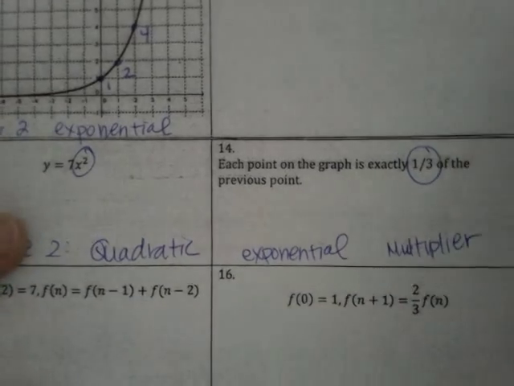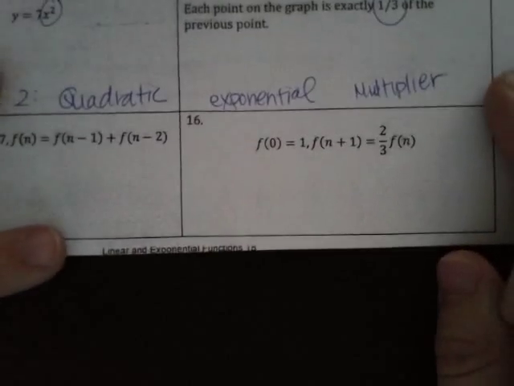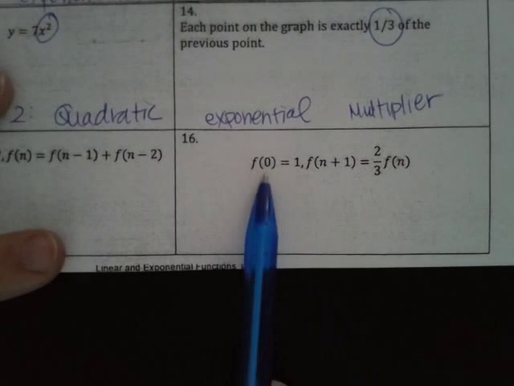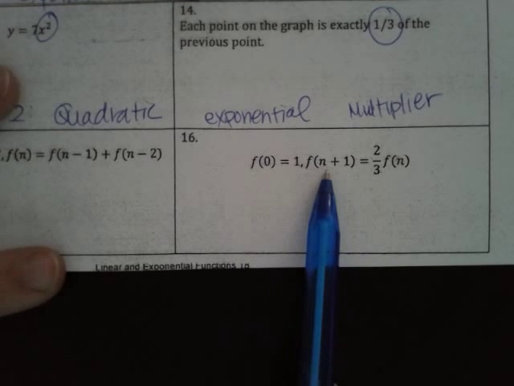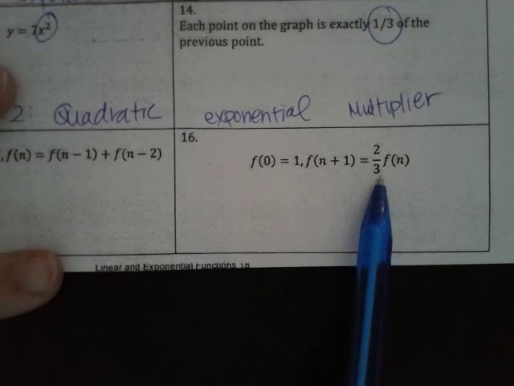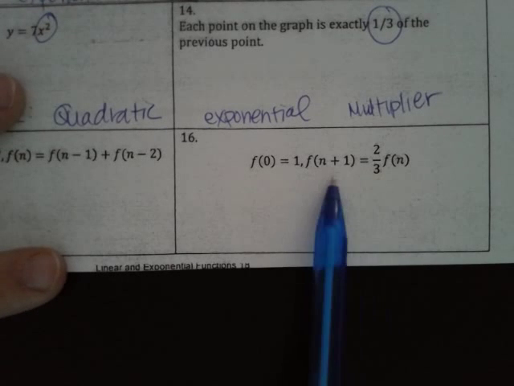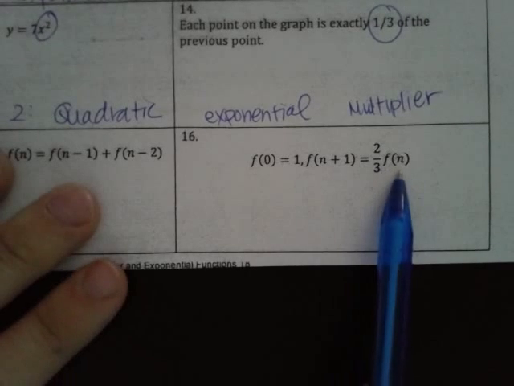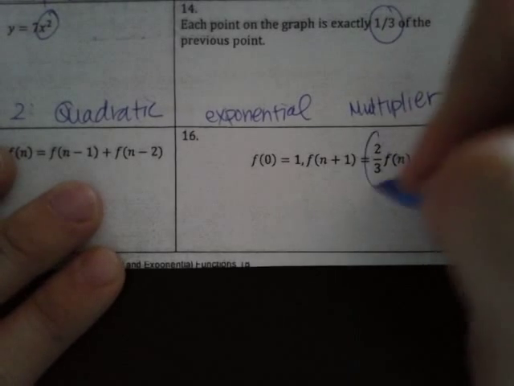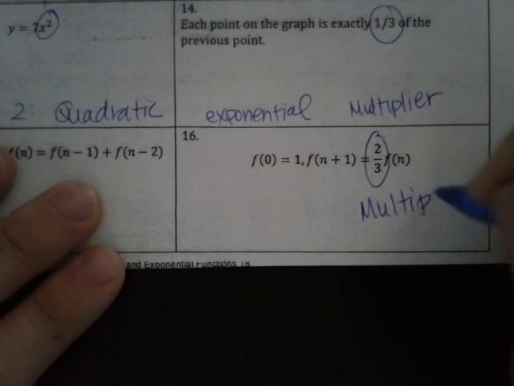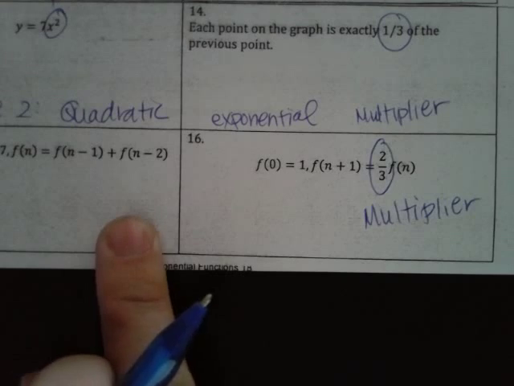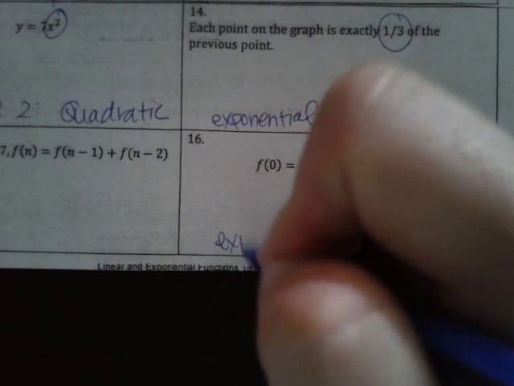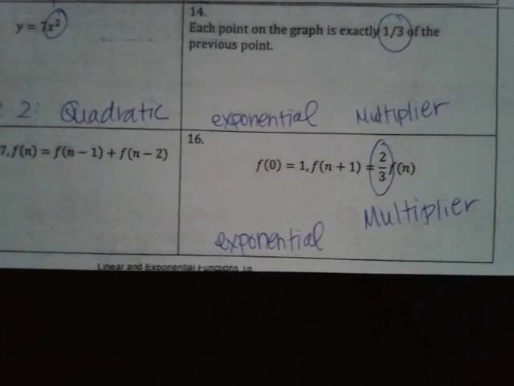We're almost done. Compare that with number 16. Sorry, I know it's slow. This is what this means. My first number, so f of 0 is 1. And here's what this means. To get my next number, I take the current number and times it by 2/3. So every number that comes next, I take whatever I'm on and multiply it by 2/3. So this right here again is the what? So it is exponential.